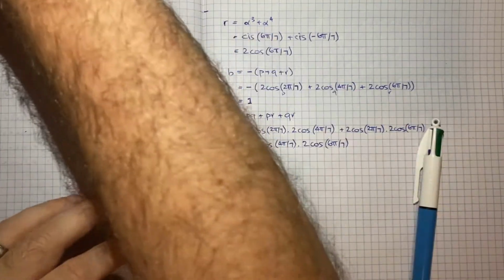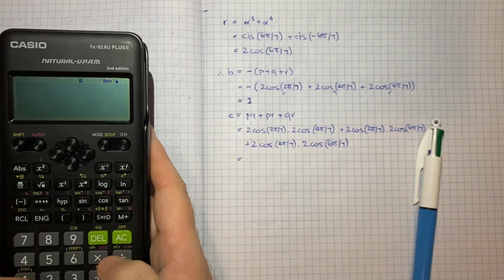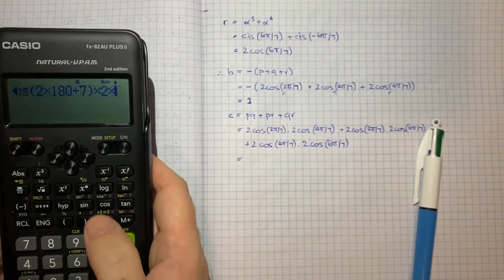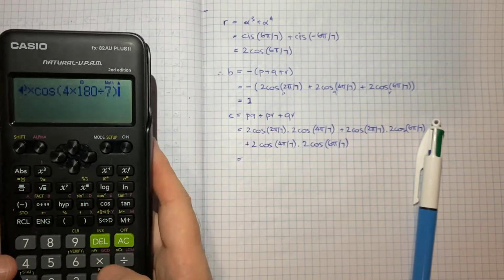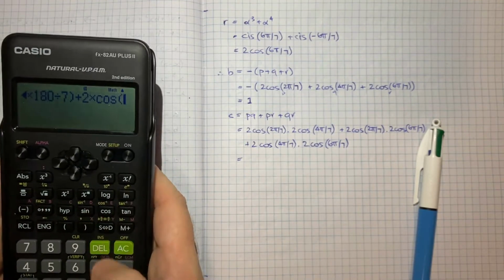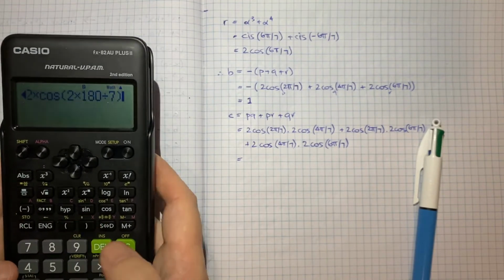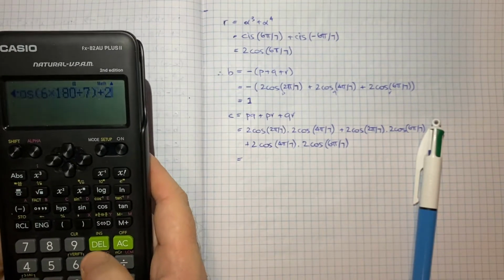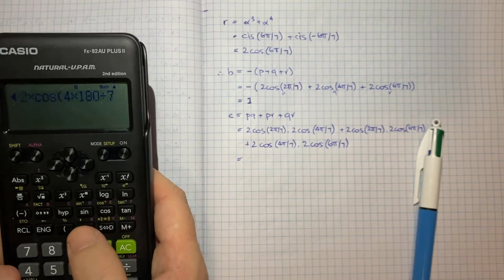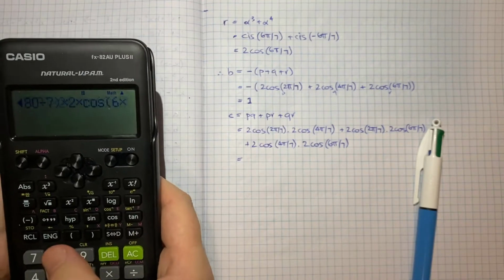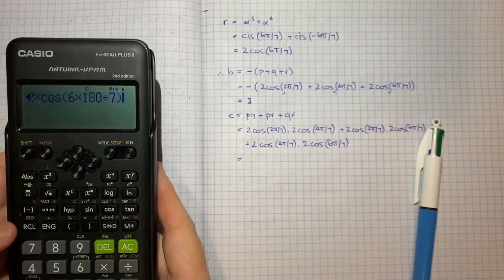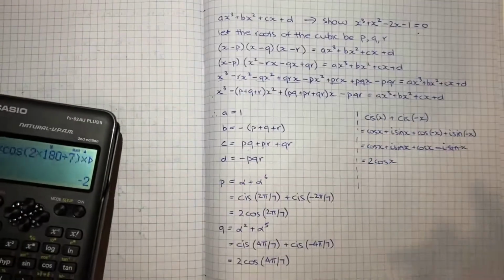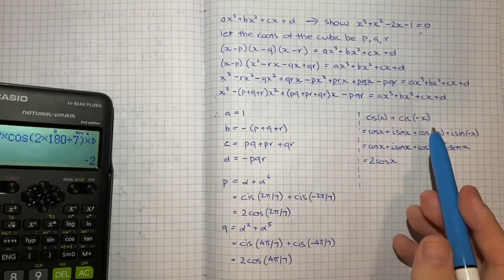So again, let's just throw that into the calculator. 2 times cos 2 times 180 divided by 7 times 2 times cos 4 times 180 divided by 7, plus 2 times cos 2 times 180 divided by 7 times 2 times cos 6 times 180 divided by 7, plus 2 times cos 4 times 180 divided by 7 times 2 times cos 6 times 180 divided by 7. I really hope I've keyed everything in properly. Negative 2. Now, that is a good sign because that is what we needed to see for the coefficient of x.